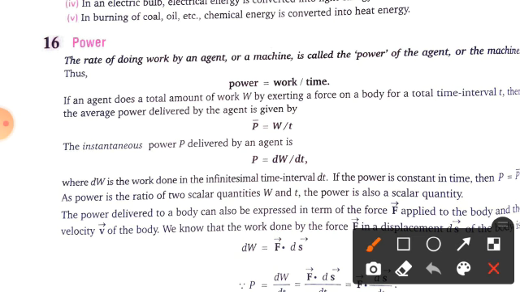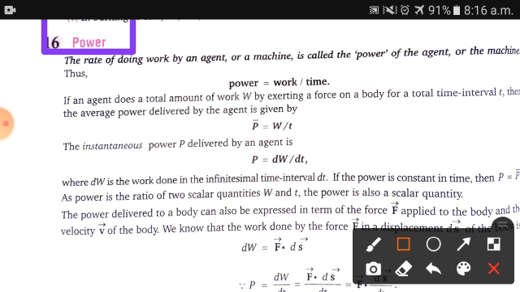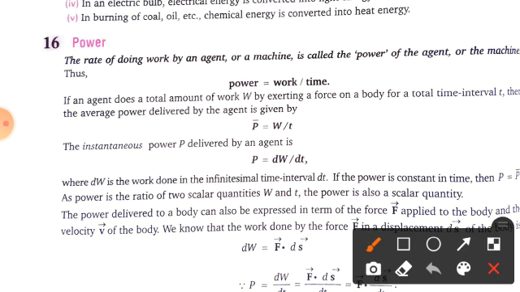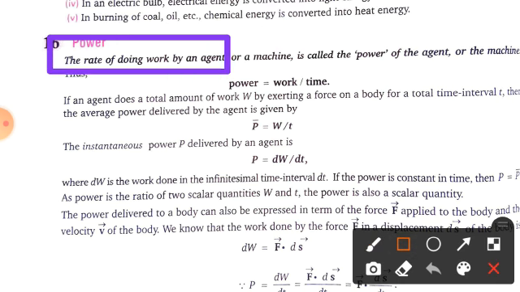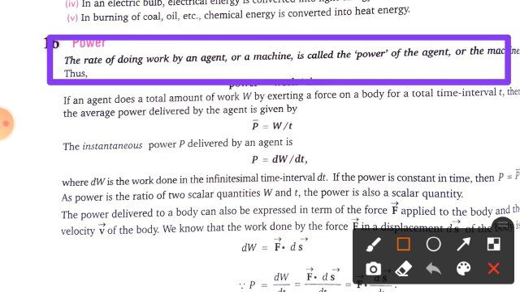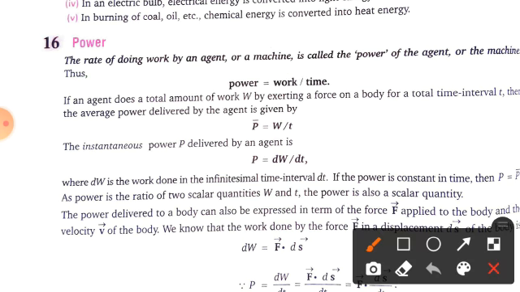Now come to the power. I hope you are familiar with the power. The rate of doing work is known as power. So this is the definition of power. The rate of doing work by an agent or machine is called the power of the agent or the machine. Fine. So you can write it like this: P is equal to W by T, or work upon time. This is the formula for the power.